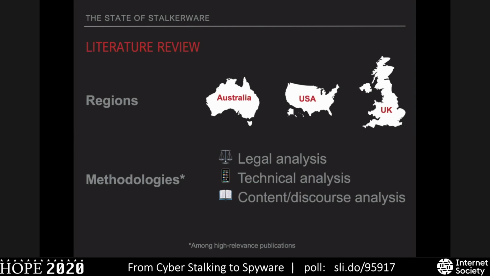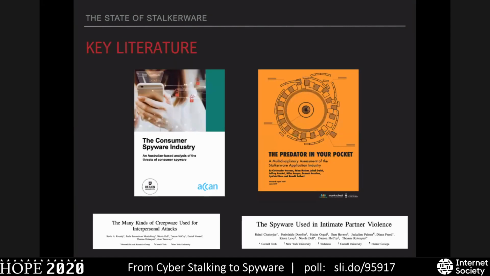These pieces often seem to center on three particular methodologies. One was legal analysis, so understanding what policies in specific jurisdictions were or could be used against stalkerware. Technical analysis, such as how the apps operate on different devices' operating systems. And content analysis, so back to that point about marketing and advertising language, looking at what's used by the stalkerware-producing companies. The texts you see here were the ones that we found to be foundational for our work in understanding the terminology and framing our approach to the key issues in the field.